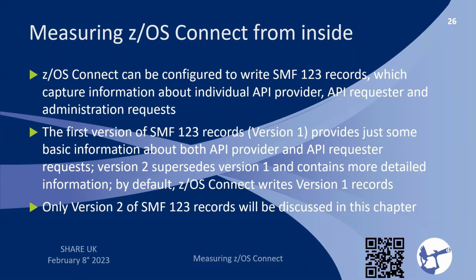Now, the first version of this record, version 1, provides only basic information. So it's not very detailed, and let's say it was not very useful. But then version 2 has been introduced, which supersedes version 1 and contains much more information. Be aware that by default, if you just activate the writing of this record, zOS Connect will write version 1. And as I said just two lines before, that is not the one that we are really looking forward to analyze. So you have to do something in order to write version 2.